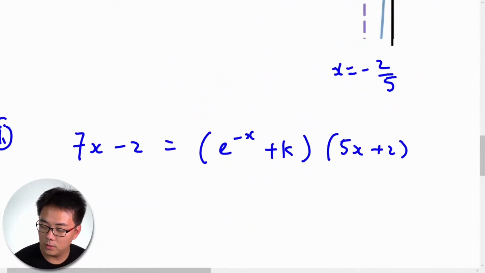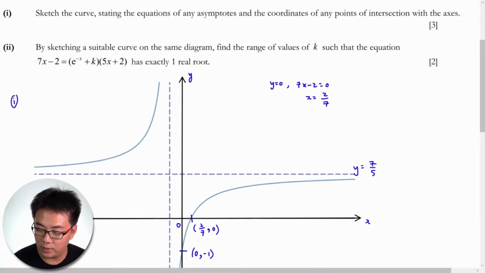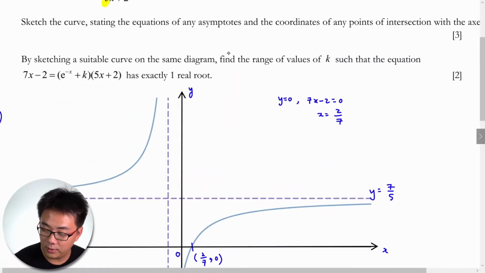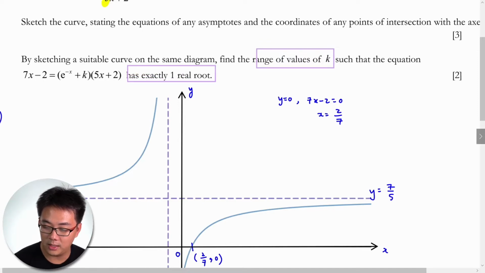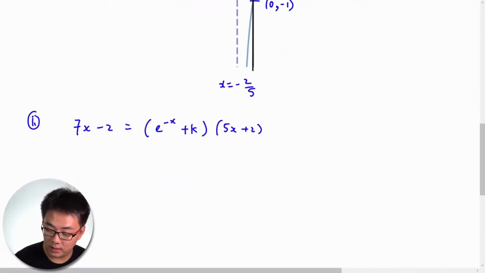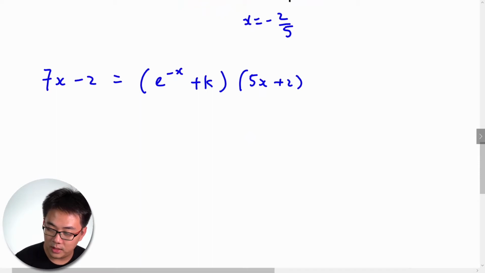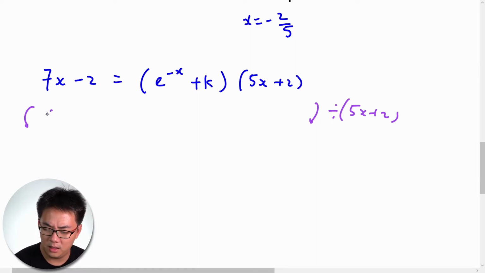Okay, so wait, let me read the question first. Find the range of values of k such that the equation has exactly one root. Okay, I just want one root. That's a diagram there. So in other words, if we look at this one here, we just divide both sides by 5x plus 2. I think this is not too bad. This is one of the easier questions.